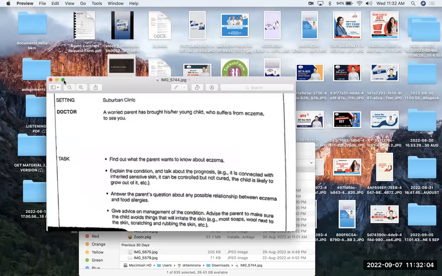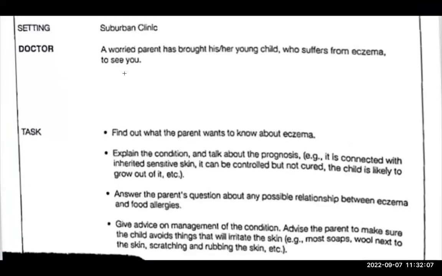So I'm just going to pick up any task. So now you're in a suburban clinic. You are a doctor. So this is something that would come to you. A worried parent has brought in a young child who suffers from eczema to see you. So that is the role play of the day. Find out what the parents want to know about eczema.